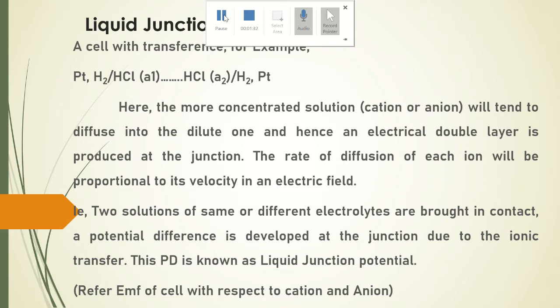That means when two solutions of the same or different electrolytes are brought in contact, a potential difference will be developed at the junction of the two solutions, which is due to ionic transfer. This arising potential difference is known as liquid junction potential. You may refer to the EMF of the cell with respect to cation and anion, and those equations will be in the notes. I don't think I can explain all these derivations via PPT. It's just two simple examples. You can go to the notes for the detailed derivation.